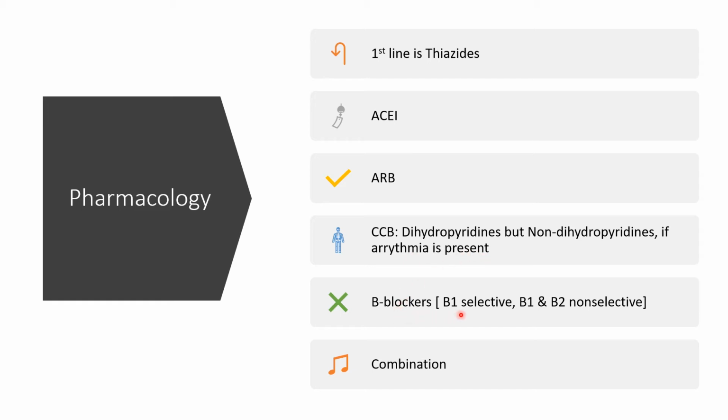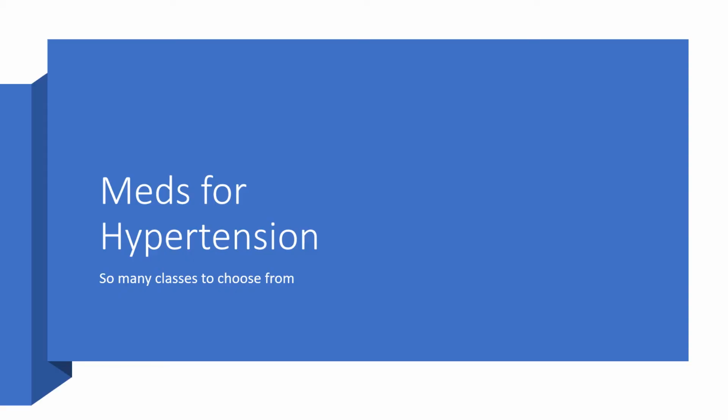Beta blockers. It is better to go for beta-1 selective, but beta-1 and beta-2 non-selective will be pretty helpful. And there are certain groups that will combine either this and this, or this and this, or this and this. So combination. I have a list also. Now, the medications for hypertension. You have so many classes to choose from. Okay, no need to waste time. Let's go.